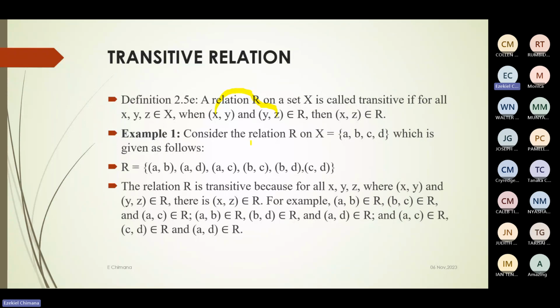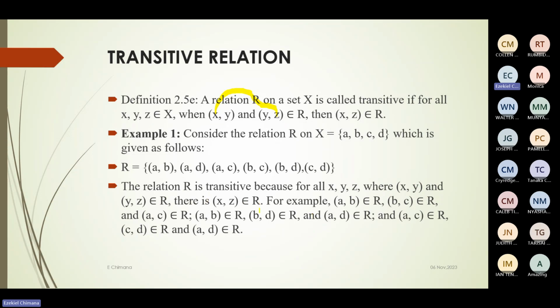So, consider the relation R on X = {A, B, C, D}, which is given as follows: R = {(A,B), (A,D), (A,C), (B,C), (B,D), (C,D)}. So the relation R is transitive because for all X, Y, Z, where (X,Y) and (Y,Z) are elements of R, (X,Z) is an element of R.